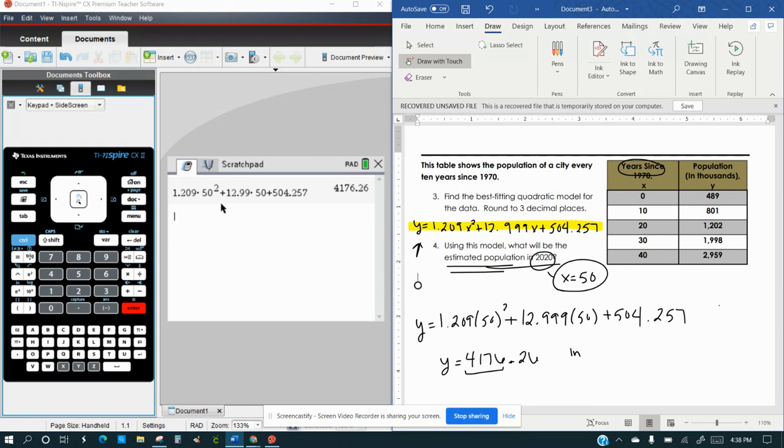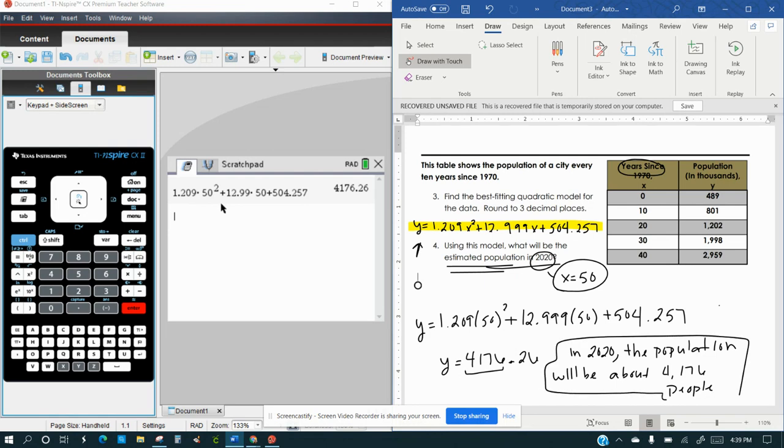So your final answer is, in the year 2020, the population will be about 4,176 people. Remember, this is an estimation, so it may or may not be that many people. You may have more, you may have less.